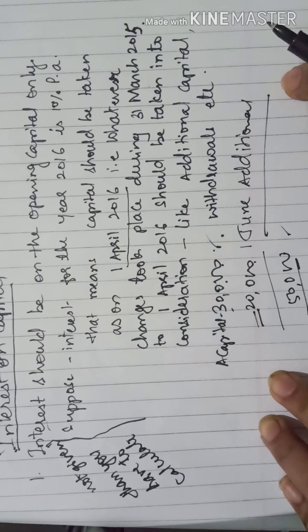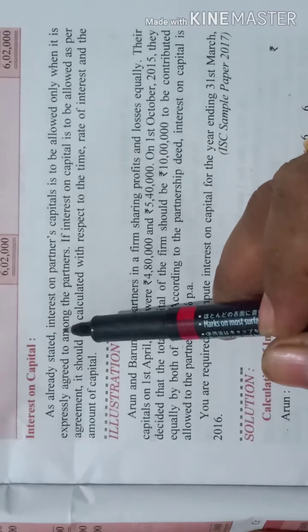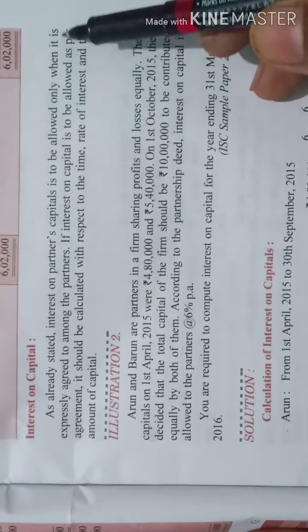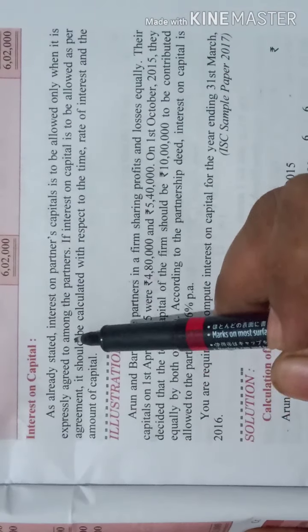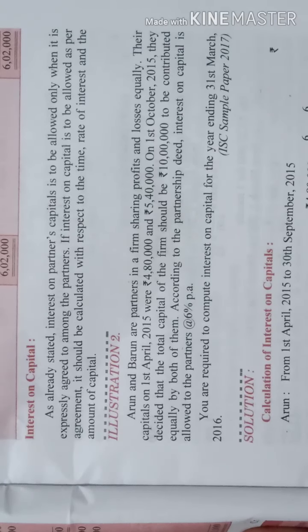Now I will explain one illustration so that you can get a clear picture. As I already stated, interest on partner's capital is to be allowed only when it is expressly agreed among the partners, that is, mentioned in the partnership deed. If it is not mentioned in the partnership deed, no interest on capital should be given.